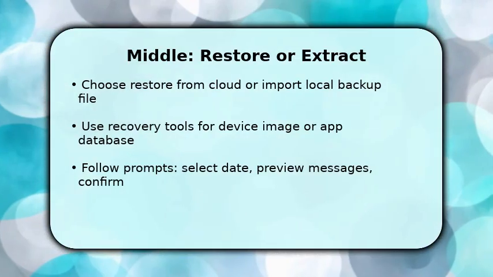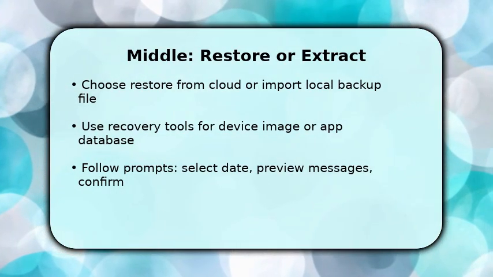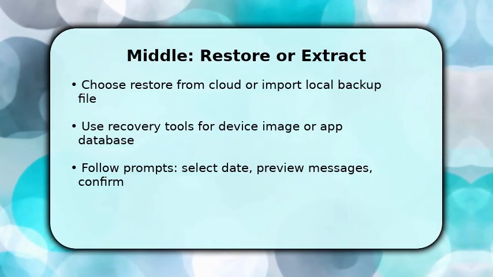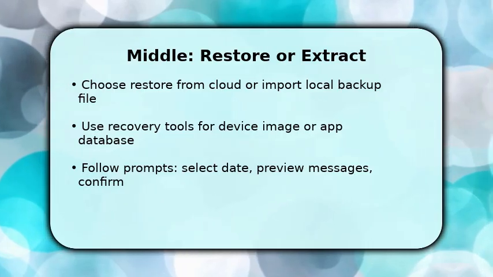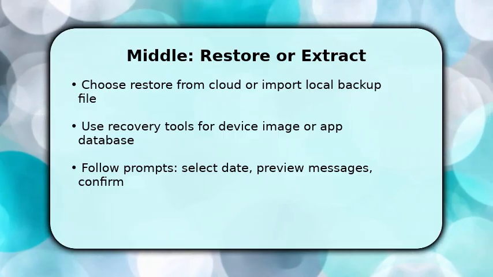You now pick a restoration path, restore from cloud or import a local backup file. For cloud, sign in and select the backup date, then preview and restore messages. For local files, connect the device to a trusted computer and import the backup.